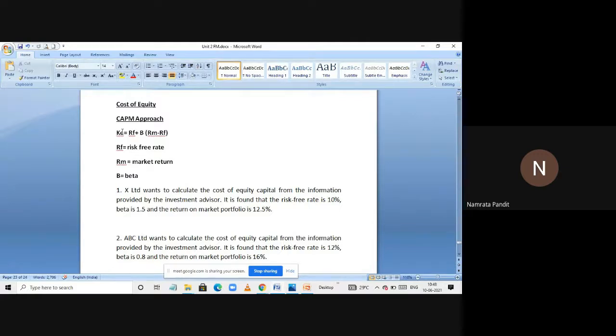Okay, ma'am. Now, what are we going to do with the beta? Let's understand. I'll take an example and explain to you. I'm finding the cost of equity. RF is the risk-free rate. When I say risk-free rate, it is related to government bonds.